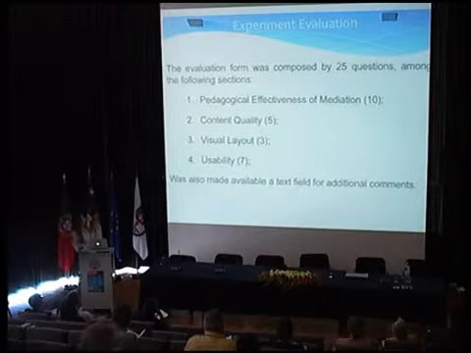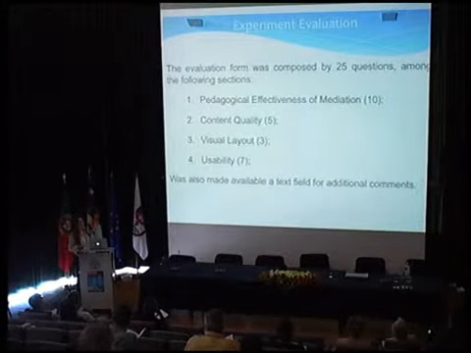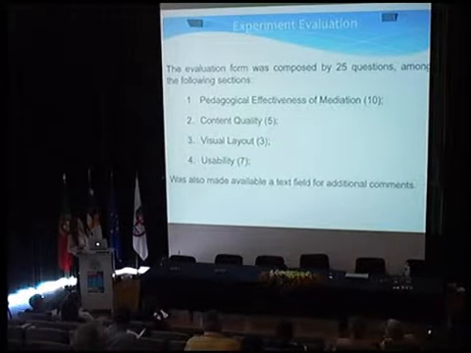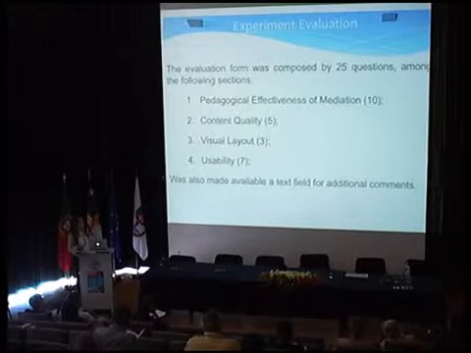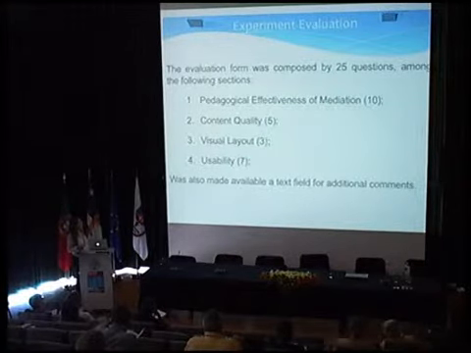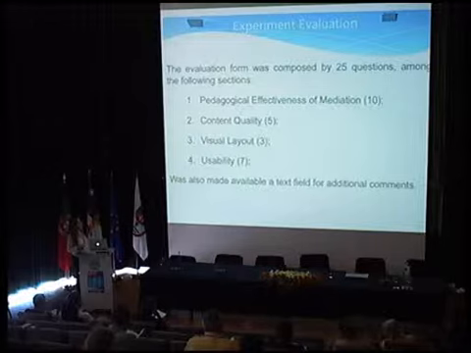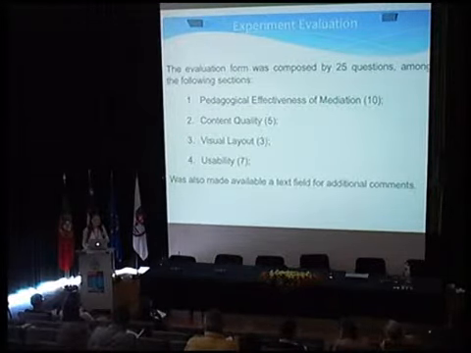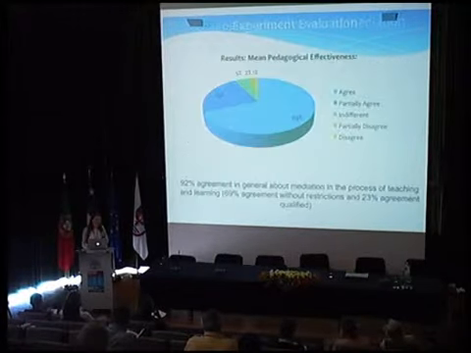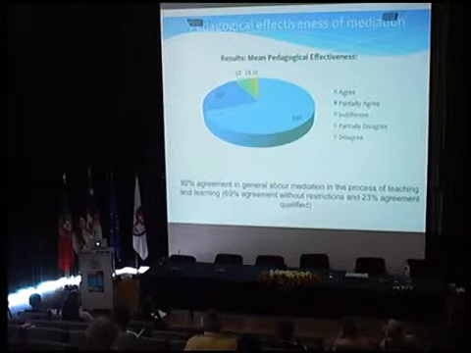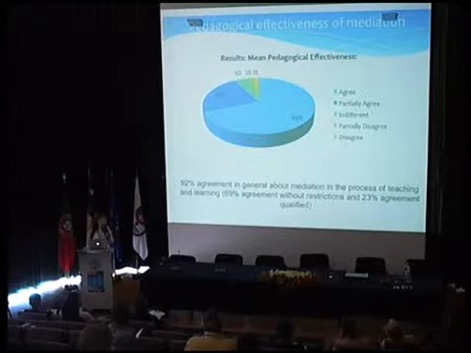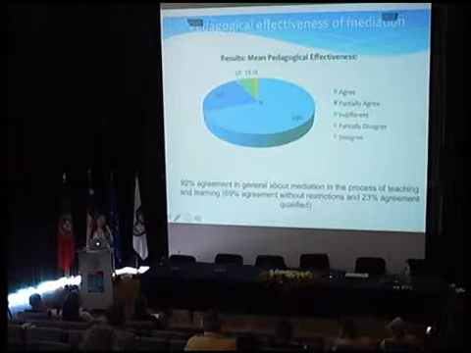The evaluation form is composed of 25 questions: 10 about pedagogical support, 5 about content quality, 3 about layout, and 7 about usability. We have graphics of all of these questions, but I selected only this one. It is about the mediator agent and represents what the students answered for the pedagogical support.